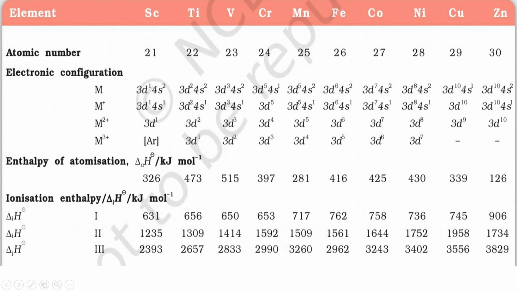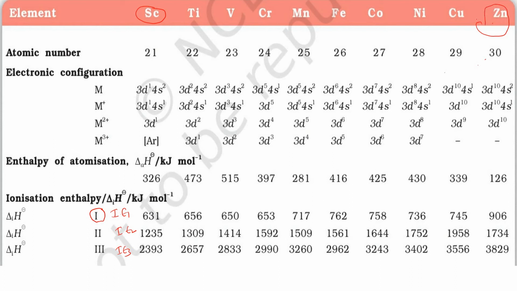Now we see one example here. You see here, the first step I have written here. This part is called IE1, this part is called IE2, and this part is IE3. That means first electron, second electron, third electron. Now you observe how it goes left to right. You see scandium to zinc. Where is the zinc? Last, this is the zinc.